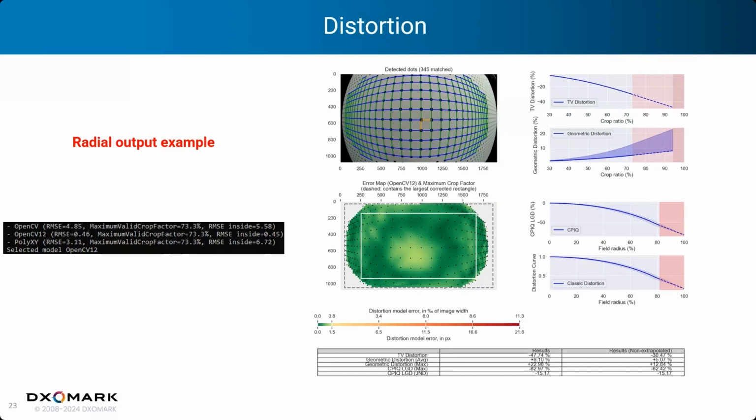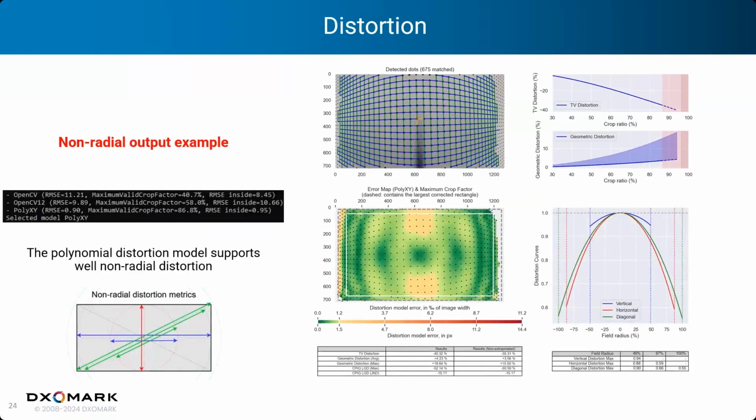We have geometric distortion, we have the CPIQ distortion, and then we also have the distortion curves. And if we go to the next slide, this one is a camera system that has a cylindrical lens, and so the distortion is non-radial in a sense. And we can see that here the OpenCV12 and OpenCV5 models were ill-fitted, and that the polynomial model was much better, which is here showing a very low error in the fit.